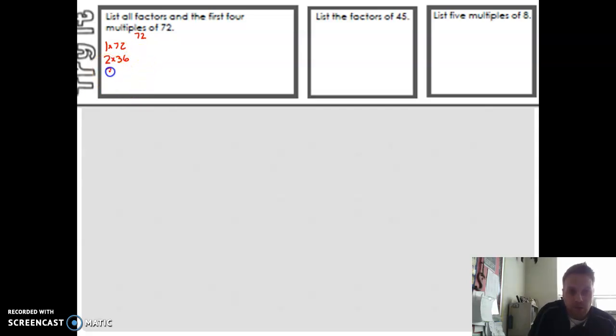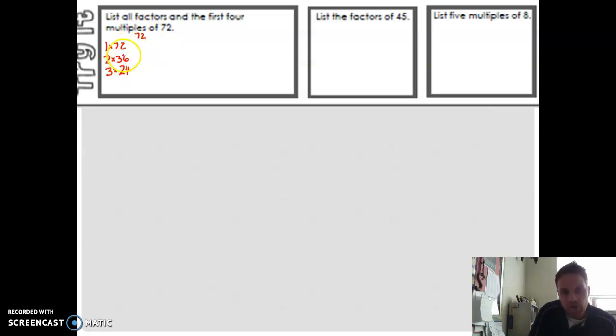Here's a little trick. It's able to be multiplied by 3. How do I know that? Well, if I add 7 plus 2, I get 9, and I can divide 9 by 3, which means I can also divide 72 by 3. So then it's just a matter of figuring that out. Let's see, 3 times 24.